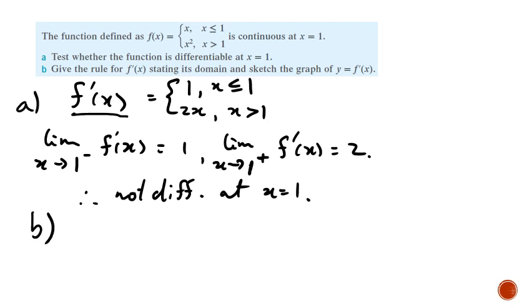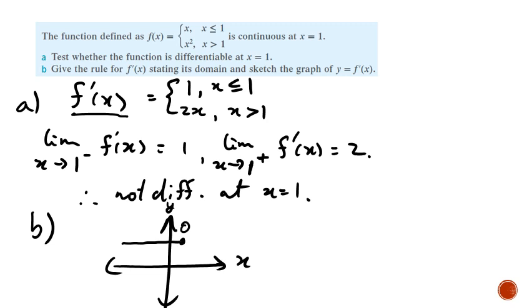Okay. Give the rule for f dash of x, it's on the top, and then sketch a graph of f dash of x. So then you get to 1 here. On the left side, do I use an open circle or closed circle? Closed, yep. So it's closed there. Then this starts at 2 if you have a look at the previous question, and goes up.